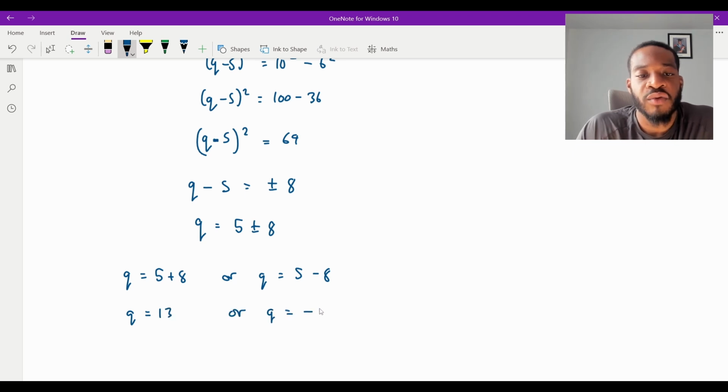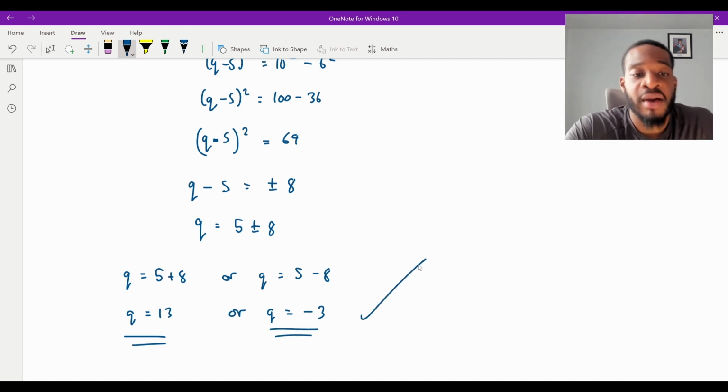5 take away 8 is minus 3. So therefore, q is either equal to 13 or q is equal to minus 3. And that is part A.